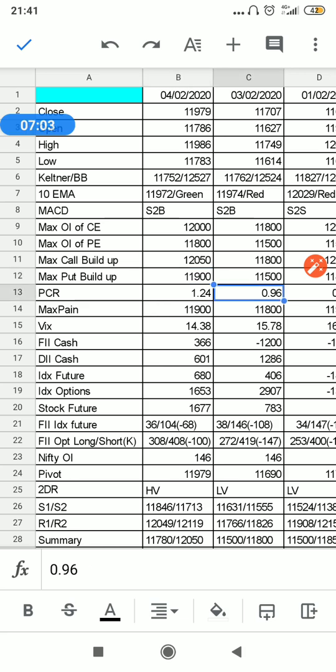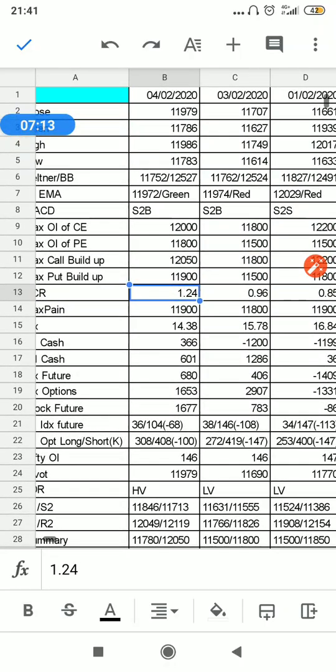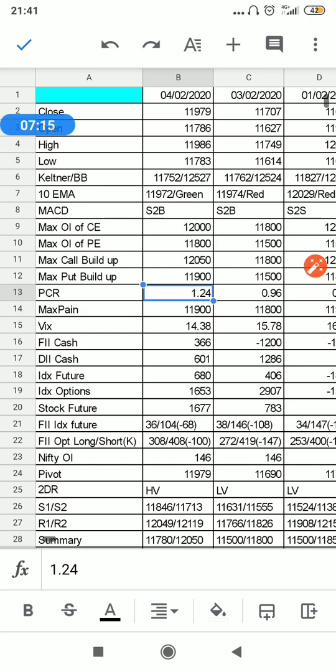Now PCR also bounced from 0.96 to 1.24. Okay, so what we discussed for the last few days, whenever PCR is below 1, there is a high possibility of a bounce back. So next time whenever PCR goes below 1, we should be ready. Anyways, now PCR is in the neutral zone. Based on that, we can't take any decision. Max pain also has increased from 11,800 to 11,900, which is again good for the bulls. Now VIX has reduced a lot, around 9% to 10%, okay, again which is very good for the market, for the bulls.